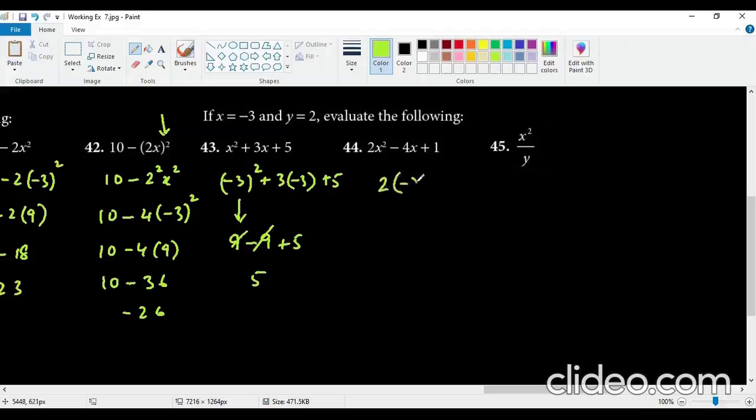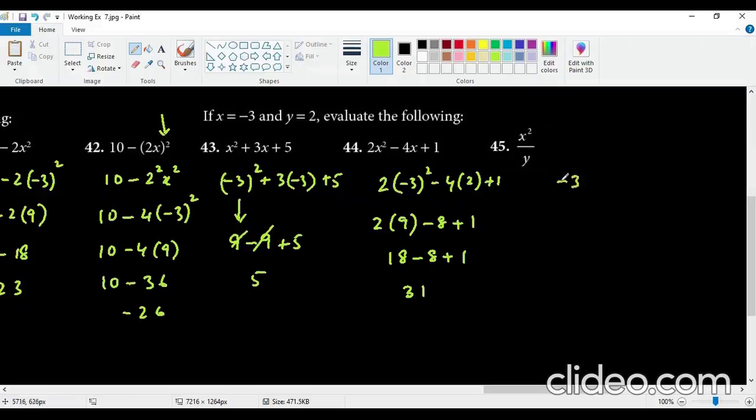Now 2 is multiplied by the value of x square. That means negative 3 square minus 4. The x value is 2 and plus 1. That means 2 is multiplied by 9 and minus 8 plus 1. That means 18 minus 8 plus 1. So 44 is going to give you a 31 with the calculation.